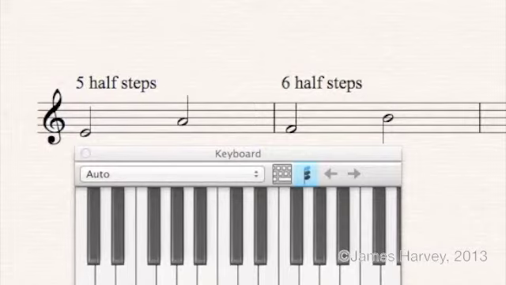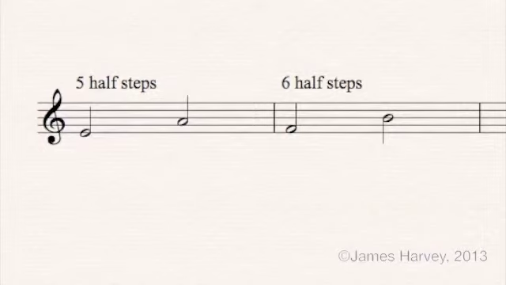Okay. So if we continue and start from G, G to C is 5 half steps. This is 5 half steps. This is also 5 half steps. So of the 7 possibilities when looking at fourths within a key, diatonic fourths, 6 of them are 5 half steps, and only 1 of them is 6 half steps. The 5 half step variety are referred to as perfect fourths.